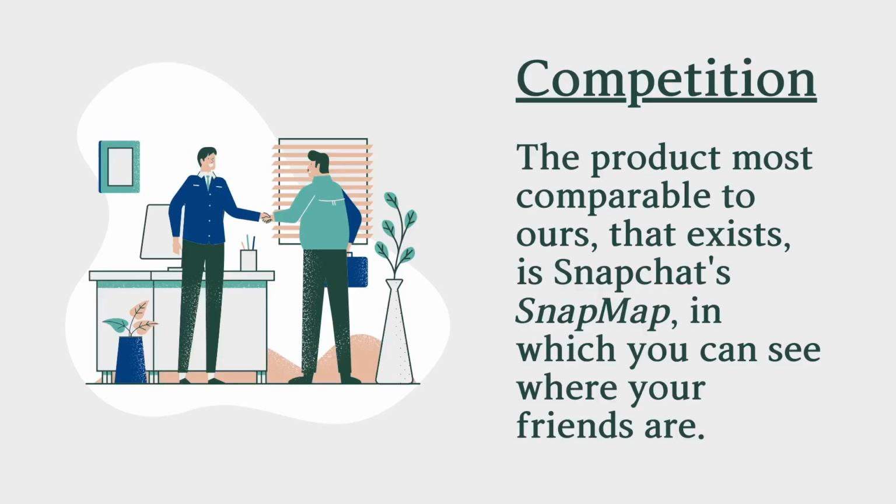Regarding our competition, Interspace is most comparable to Snapchat's feature Snap Maps, in which you can see where your friends are. What makes us different is that we extend outside of the people you follow and show a live update of people all around the globe.